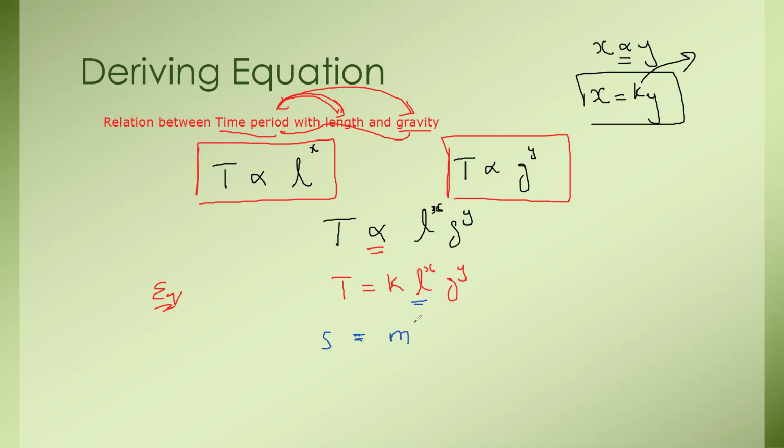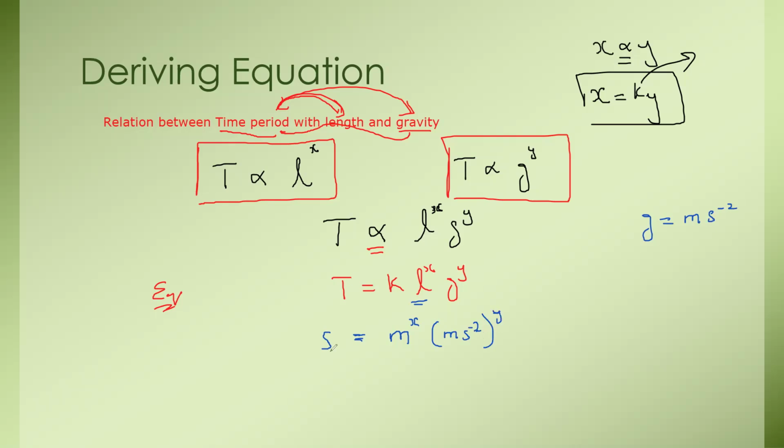And what is the power x? So we write m raised to power x. Gravity, or acceleration due to gravity. What is the unit of the gravity? The unit of the gravity is meter per second square, or m s to the power minus 2. So in place of gravity, I can write m s to the power minus 2, and raised to power y.